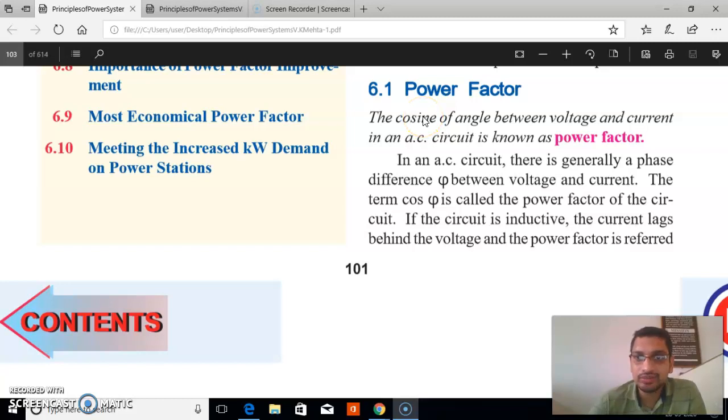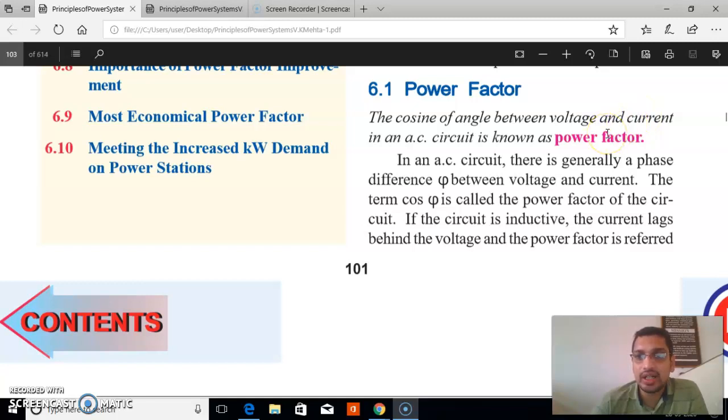In this video, I explain the significance of power factor and the disadvantages of low power factor. Initially, the power factor is the cosine of the angle between the voltage and current. That is power factor. It is the cosine of the angle between the voltage phasor and the current phasor.